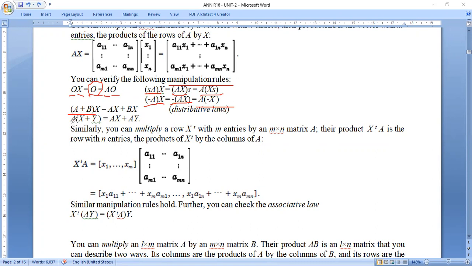Or otherwise, you can take it like this also. Matrix A of x plus y equals Ax plus A into x plus A into y. These two are the distributive laws, isn't it? Now we are going to see if you want to multiply a matrix with x to the power of t, in the sense it is also a vector matrix. But the representation is different here.